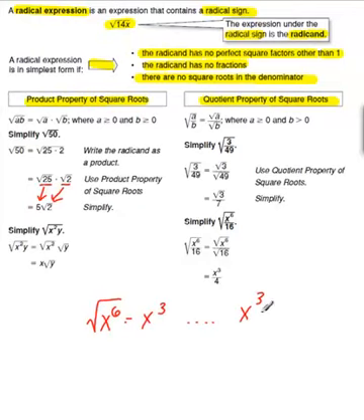x to the 3rd times x to the 3rd, when we multiply the same base, our exponents become 3 plus 3, which gives us x to the 6th. So that's a quick review of our rules for exponents. That sums up our first part of today's lesson, and I will take a look at the second part here in a minute.